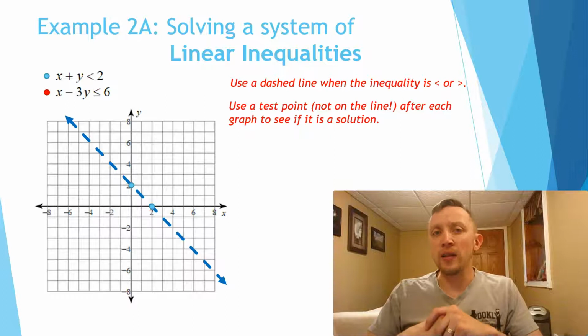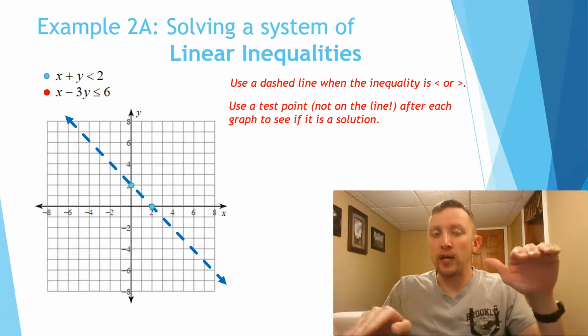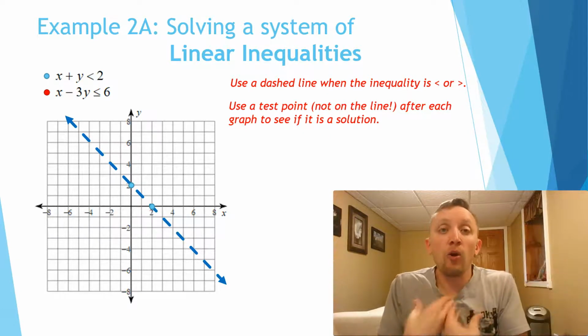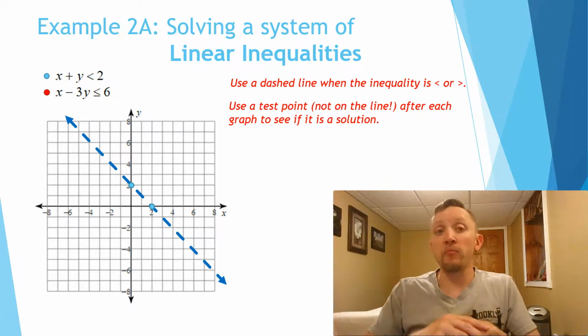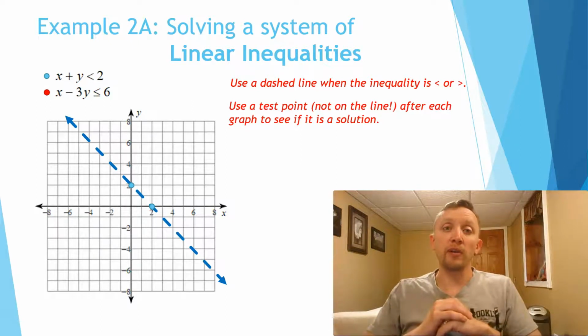So to figure out what side of the line we're going to shade on, because like I said, this is a boundary line. It's like a fence line. And we want to figure out which side of the fence is our property on. Is our property above the line or below the line? I don't know. So how are we going to figure that out?